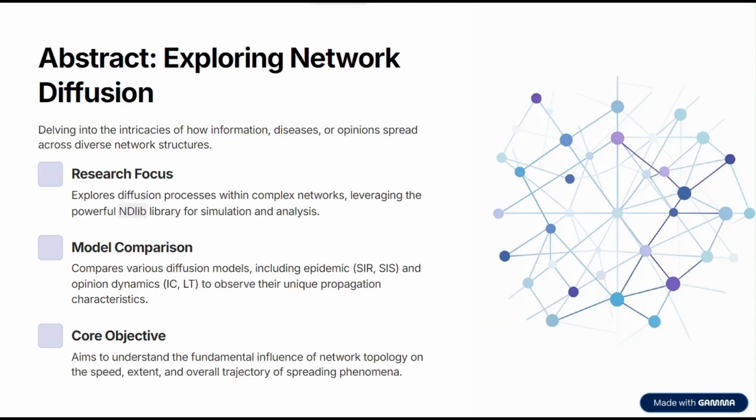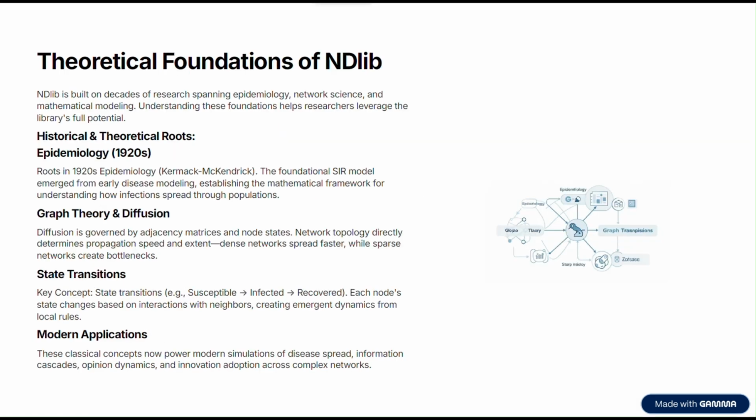Network diffusion. Research focus explores diffusion processes within complex networks, leveraging the powerful NDlib library for simulation and analysis. In model comparisons, it compares various diffusion models, including epidemic and opinion dynamics, to observe their unique propagation. Its core objective is to understand the fundamental influence of network topology on the speed, extent, and overall trajectory of spreading phenomena. Foundations of NDlib.